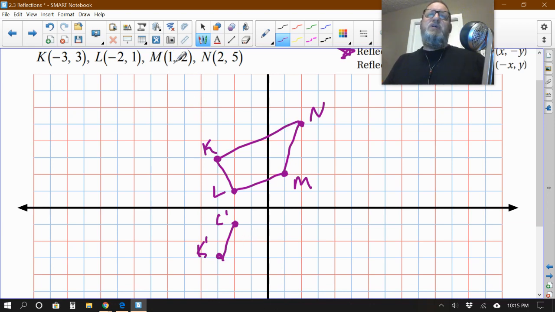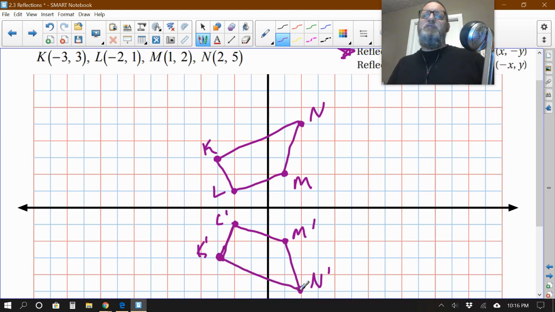M was 1, 2, and x, y becomes x, opposite of y. So M prime would be 1, negative 2. 1 to the right, down 2. So there's M prime. I'm not drawing my lines very nicely there. I apologize. And N prime, again, keep the x and find the opposite of the y. So 2, negative 5. So there's my N prime.